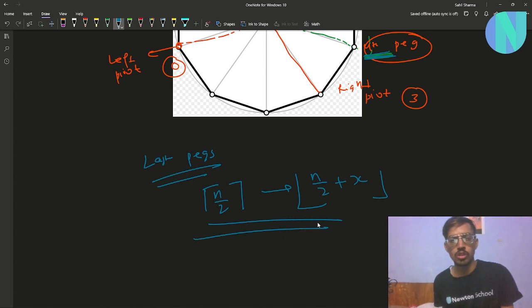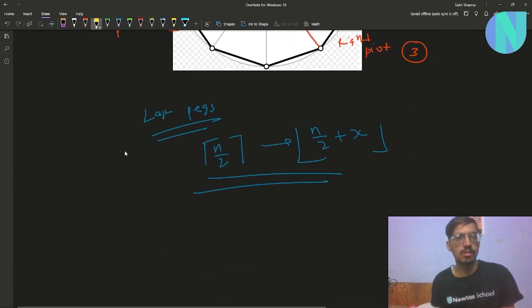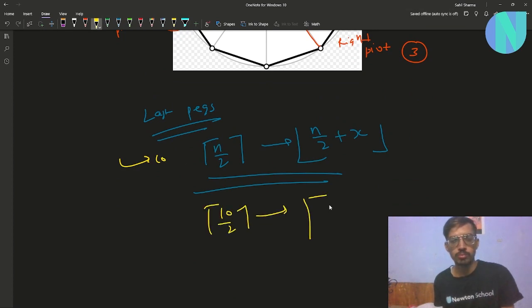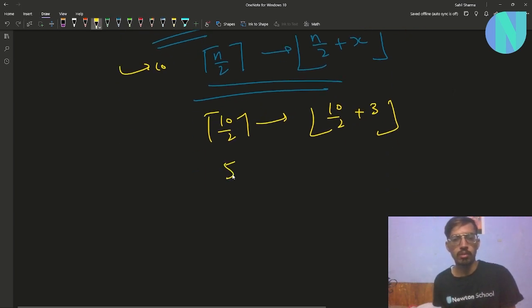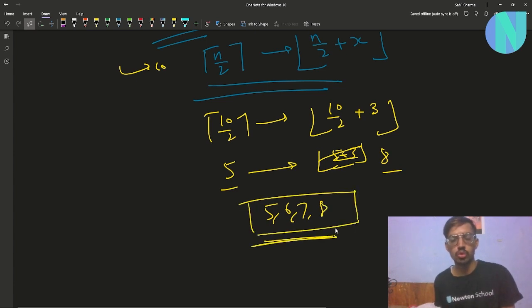So this will be the range of the last pegs that you can remove. For example, if you try to plug in 10 in this, you will get ceiling of 10 by 2 up to floor of 10 by 2 plus x. X is the rightmost pivot that you choose. So here x is 3, right? So you get 5 up to 5 plus 3. So this is basically 8, right? So 5 to 8. So you can choose 5, 6, 7 and 8. So these are the last pegs that you can choose.